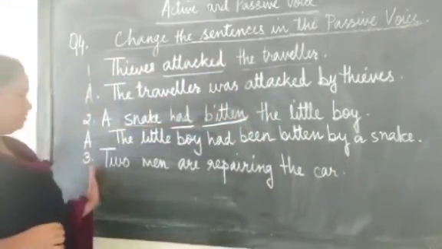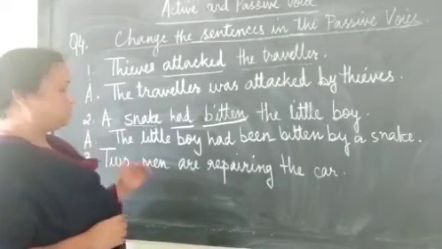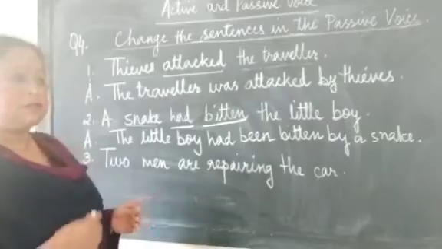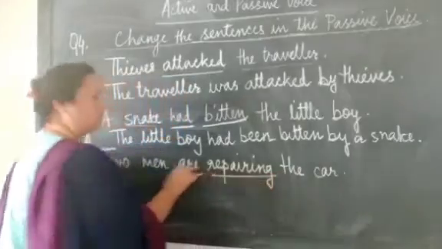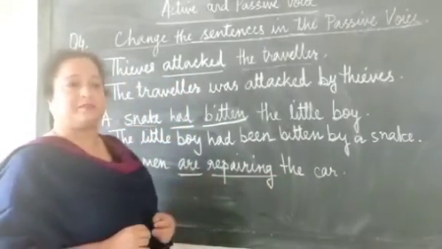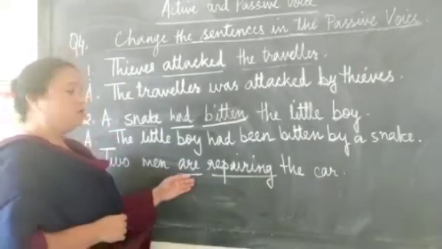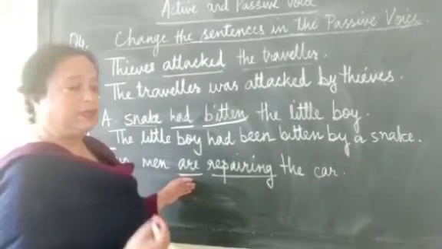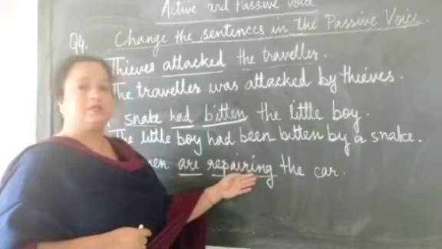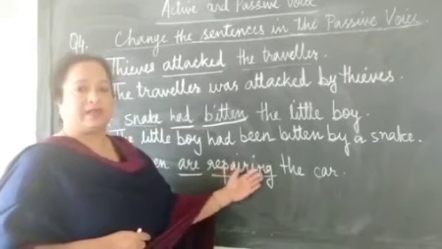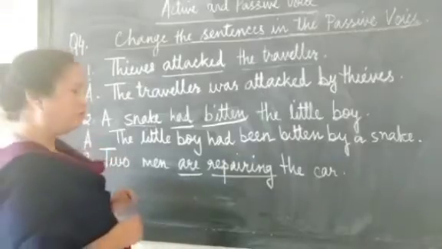Next children, we have the sentence, two men are repairing the car. This sentence is an example of the present continuous tense. So we already have the helping verb here, are, and the continuous form of the verb, which is repairing. When we have sentences like this, while writing the answer, we use being, B-E-I-N-G, and then the V3 form of the word. We do not use repairing. We do not use the V1 plus ing form of the verb. Instead of that, we use being and then the V3 form of the verb.